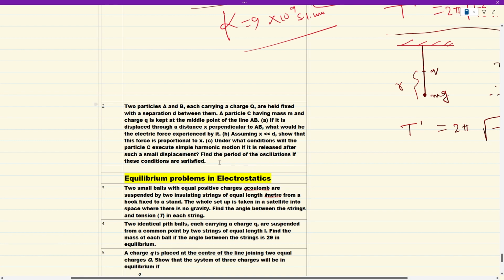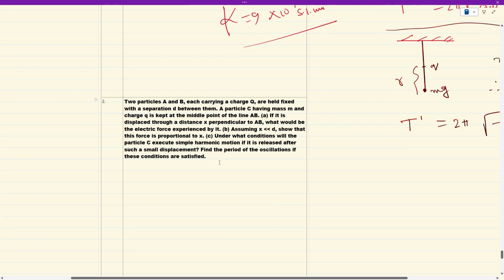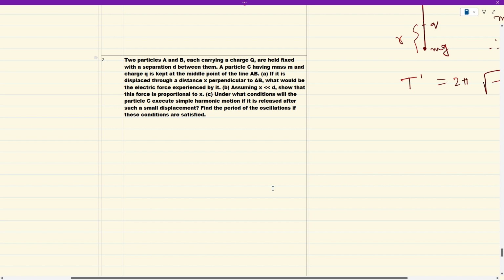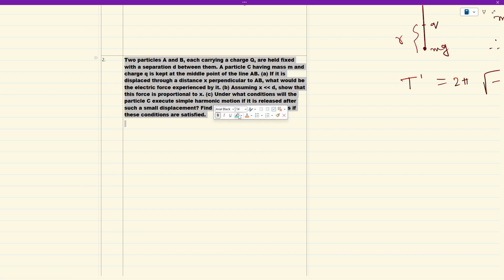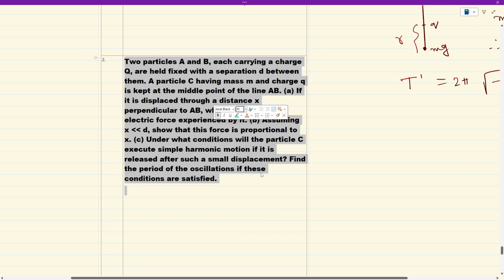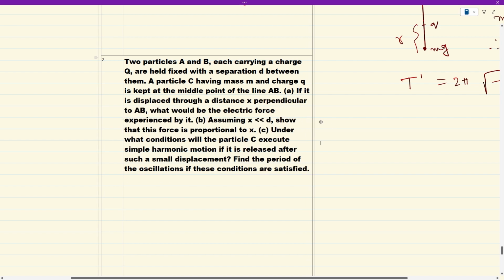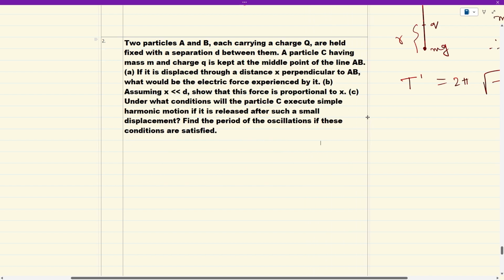Now let us go through the next problem. It's a very important sum. This question is such an important sum, the concept can be asked in your board exam. In any competitive exam, this kind of question can be asked. So you should try to understand the problem properly. What is the problem here?